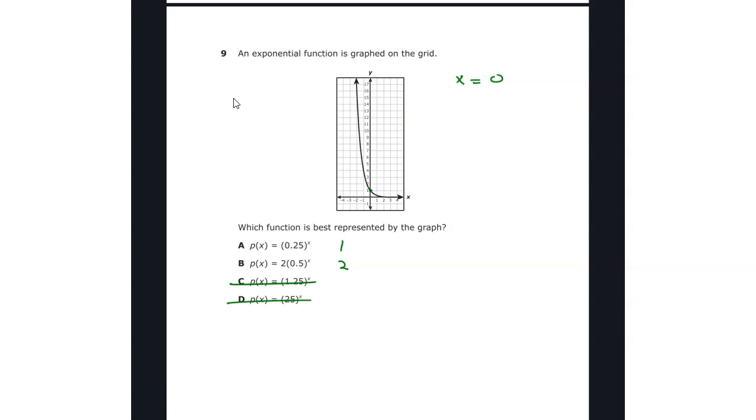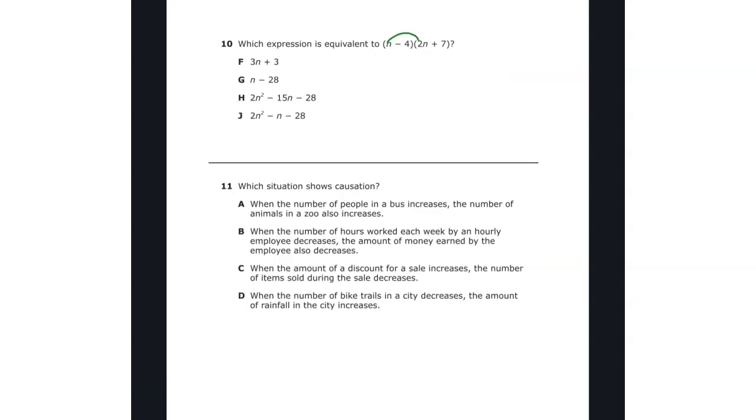Number 10, which expression is equivalent to n minus 4 multiplied by 2n plus 7? So I'm just going to FOIL this. So this is first terms. That's n multiplied by 2n, that's 2n squared. And so, we're using FOIL, F-O-I-L.